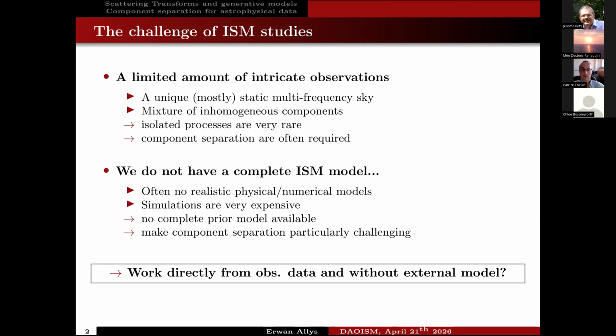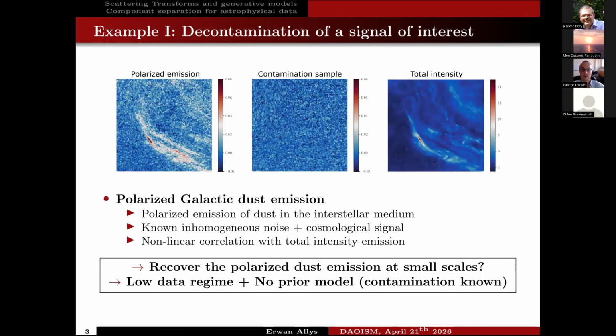So the idea that I want to discuss during my talk is: can we still do this kind of component separation directly from observational data and without relying on an external model? To give a bit of flesh to this question, I will give two examples that I will study during my talk. The first is more an application to CMB studies: a 20 by 20 degree observation of the polarized sky at 353 gigahertz, so CMB frequencies. What you see is a big structure from the Milky Way, from the galactic emission. And you have a lot of noise and CMB.